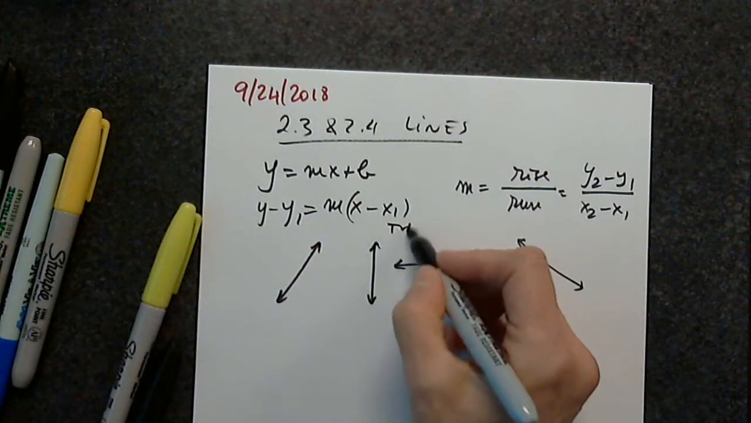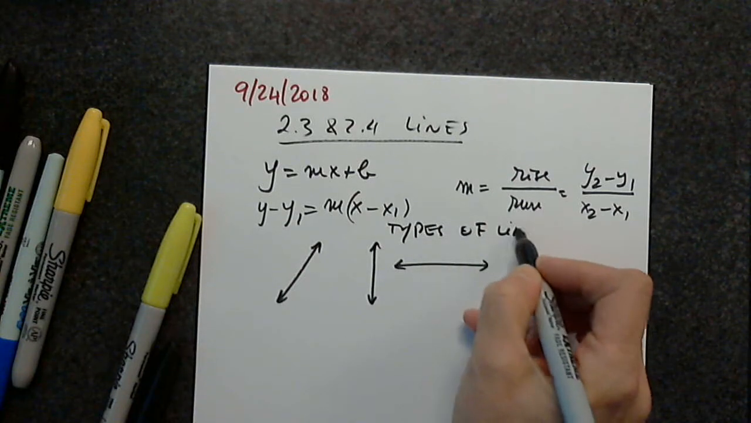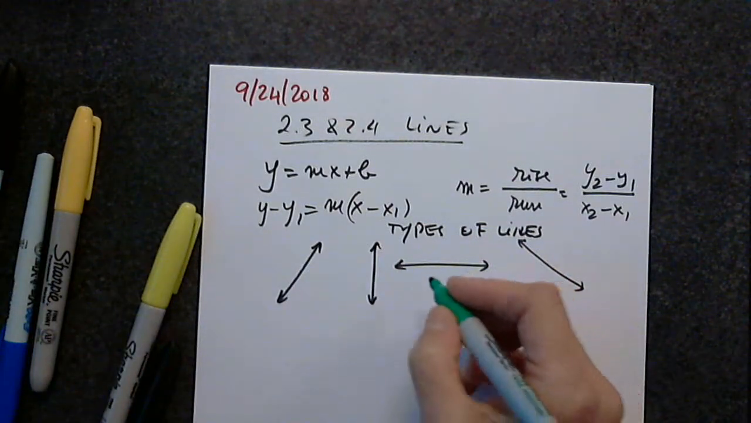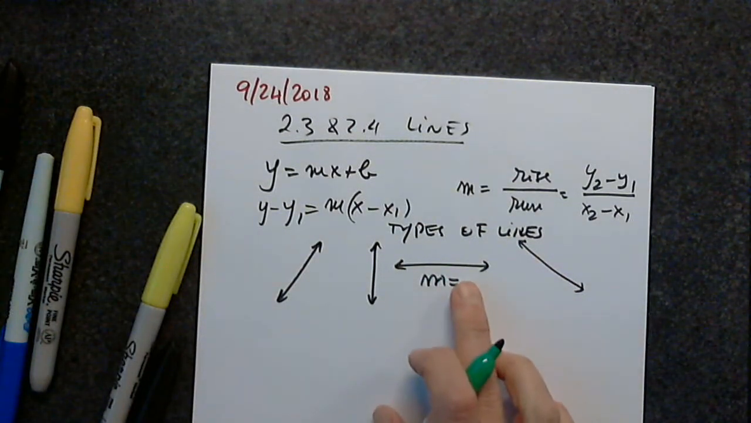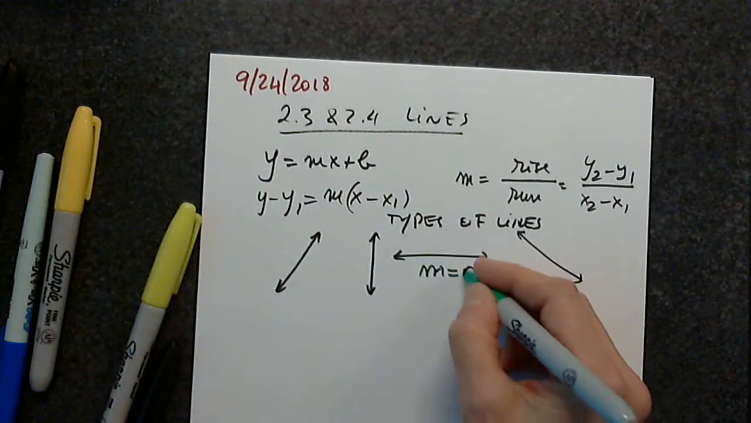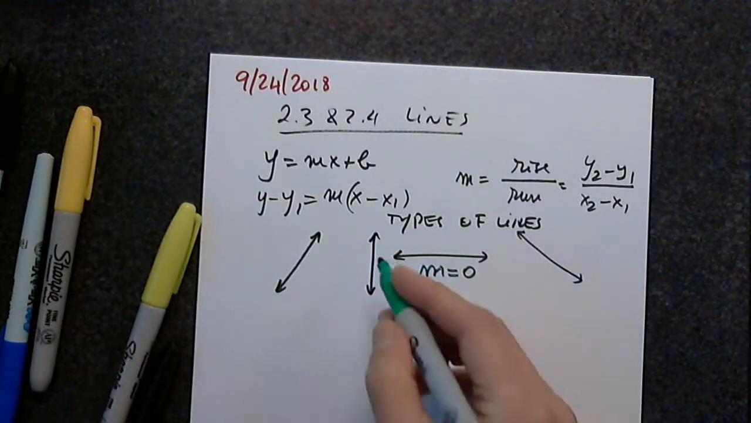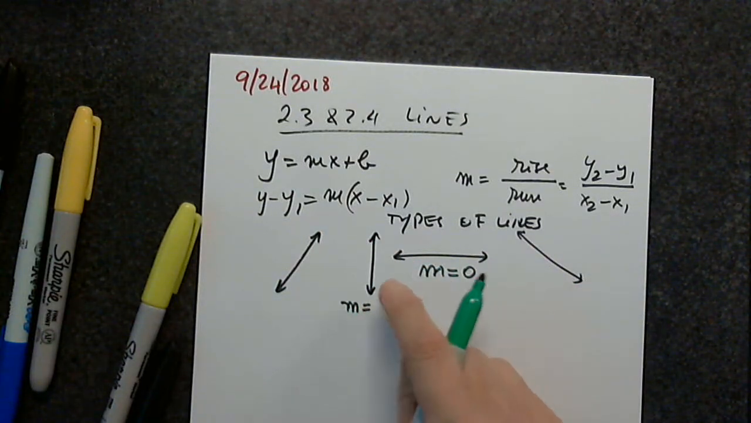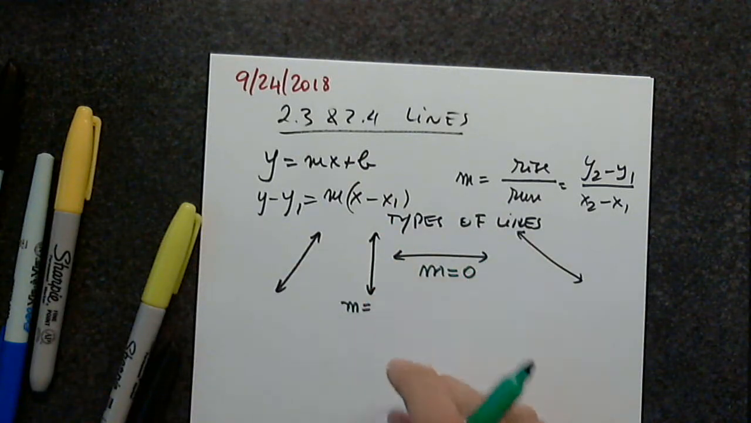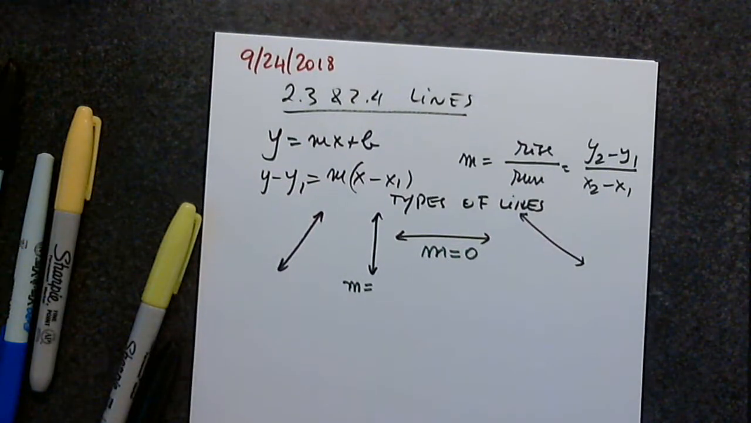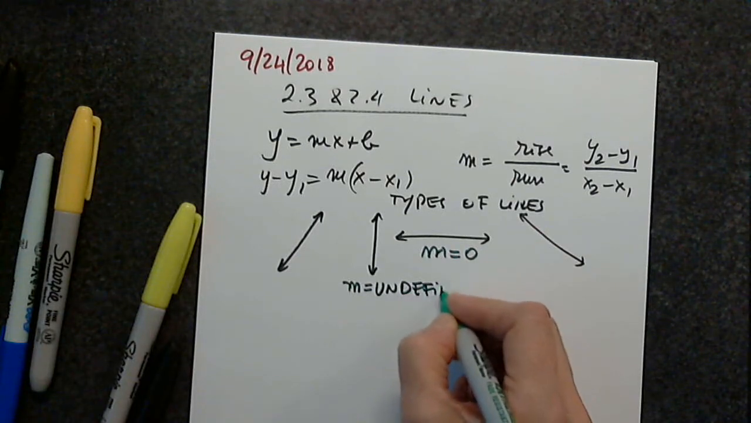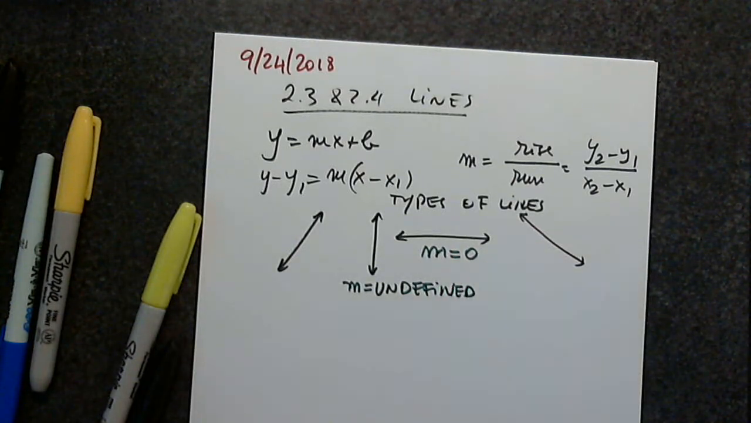Okay, these are types of lines. There are only 4 different types of lines. Can anyone give us the slope of this line? Thank you. The horizontal line has slope 0. What type of line is this? Vertical line. What is the slope of a vertical line? Thank you. It does not exist. We like to say undefined, but it does not exist.